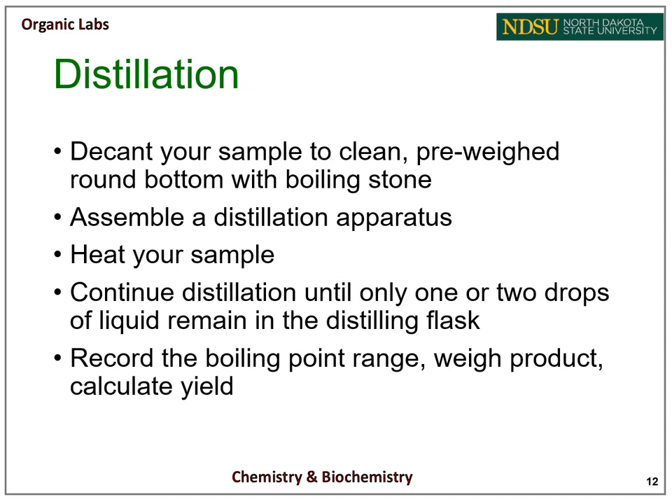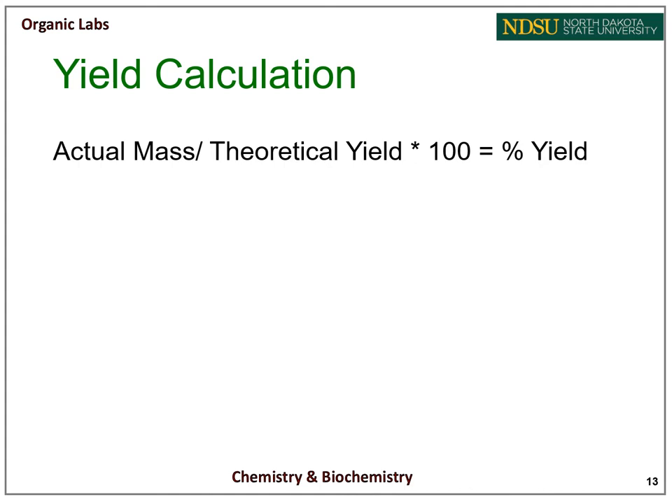You will then be able to calculate the yield from this. To calculate the yield, you will need your actual mass that you just found divided by the theoretical mass that you calculated in the pre-lab. You'll multiply this by 100 to obtain the percent yield of your product. Record this in your notebook. Make sure you're using the correct significant figures.